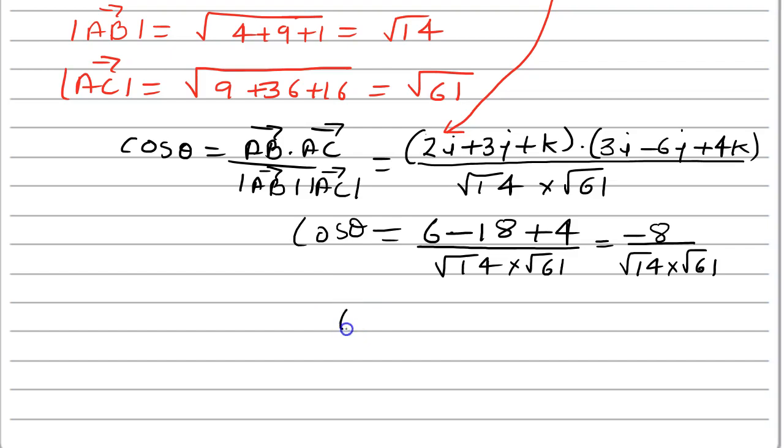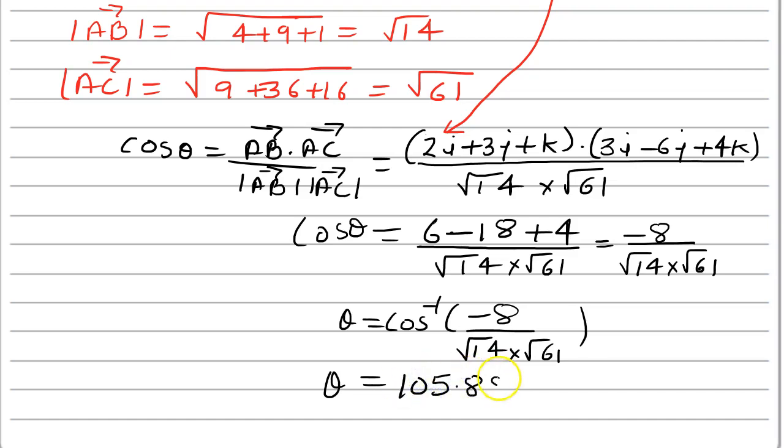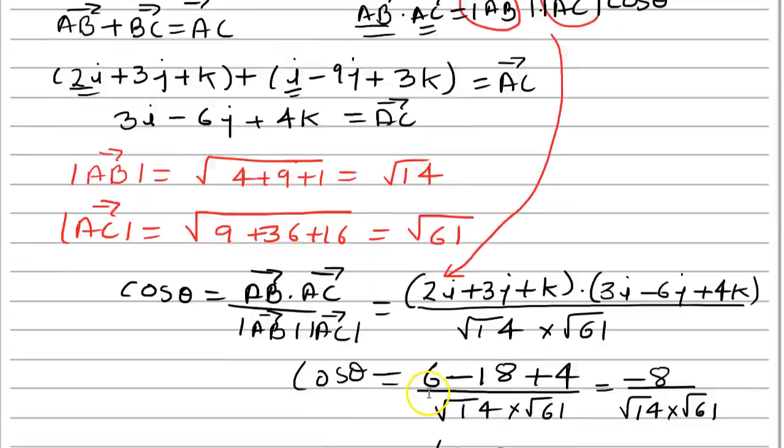Okay, so theta will be cos inverse of minus 8 over root 14 times root 61. Let me put this value in a calculator, and make sure that your calculator is in the right mode. So theta equals 105.88. That was your required answer.